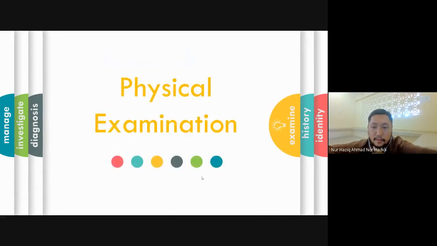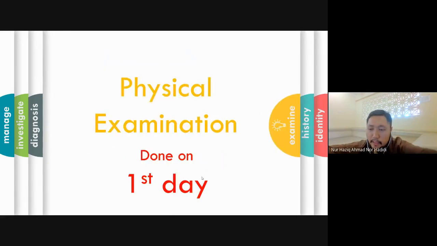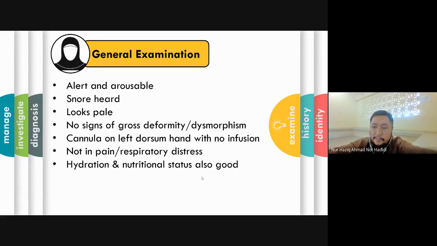For the physical examination, it was done on the first day of admission at the HTA. On general inspection, basically the patient was lying on the bed, alert and arousable, and there is a snore heard when he breathed. The patient looks pale, but not cyanosed or jaundiced. There is no dysmorphic feature in this patient, and there is a cannula on the left dorsum of the hand with no active infusion. Otherwise, the patient is not in pain or respiratory distress. The hydration status and nutritional status are also good.